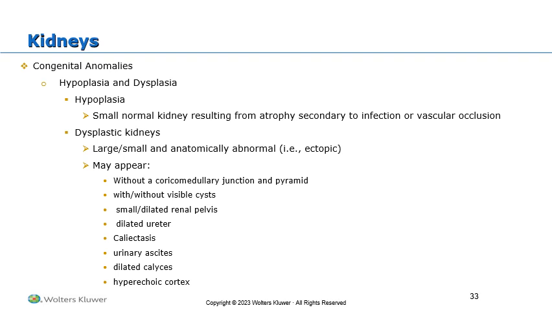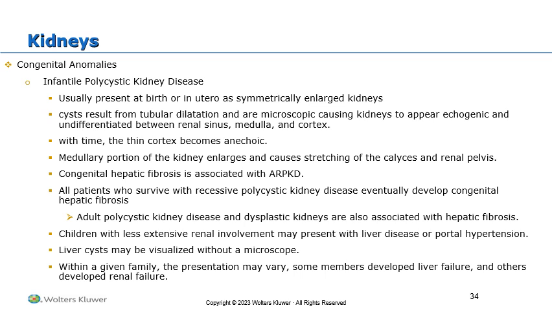So one of the key things here, you see it's not with or without, it says hyperechoic cortex. So a dysplastic kidney most of the time will have that hyperechoic cortex, which indicates that those tissues aren't doing well, and they're probably not functional either. And that brings us to our polycystic kidney diseases.